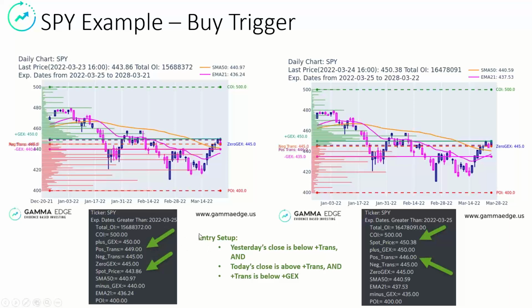And what I want to draw your eye to is that we had a situation where the spot price, or the closing price, because it was the end of the day, 443.86, is sitting right here, and here's positive trans. So we meet that first condition: yesterday's close is below positive trans, and then today's close is above positive trans.